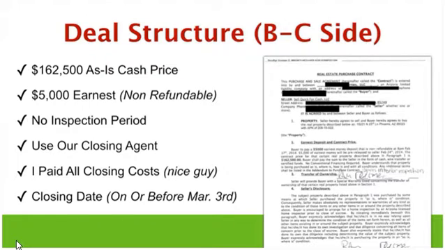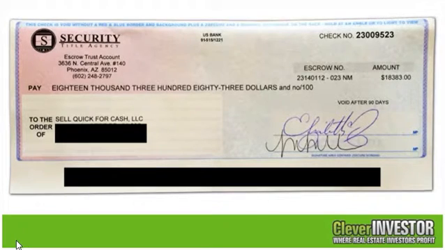So I wrote up a purchase and sale agreement for $162,500. As is, cash price, $5,000 non-refundable earnest to lock them into the deal. No inspection period. I forced them to use our closing agent. I paid all the closing costs. Like I said, I'm just a really nice guy, right? And I set the closing date on or before March 3rd. All right, so I set his closing date extremely fast. Ended up closing the deal. By the time closing costs were paid, all the other fees were paid, I pocketed $18,383. Boom. What an exciting day.